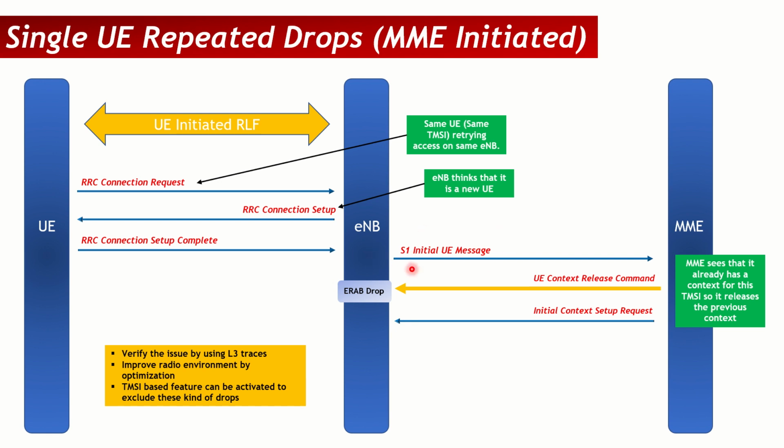But again, these kinds of failures are mostly UE type issues. That is something we can only find out if we use L3 traces, and we can then look at the TMSI level from the RRC connection request and find out that a single UE is causing the problem. So these are some of the cases that we could cover from drop rate, and I also shared all the optimization actions that we can take.